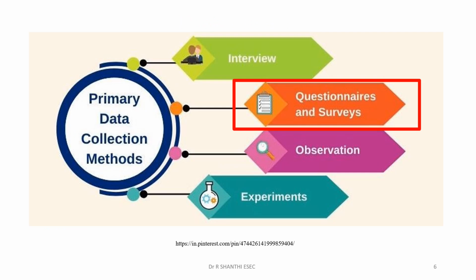Okay. Now let us see what are the methods which are available to collect the primary data. So the primary data can be collected by 4 methods, right? Interview, questionnaires and surveys, observation and experiments. See, mostly the experiments will be carried out in a laboratory, especially the science stream is there, no? The science stream people, they will go for these experiments.